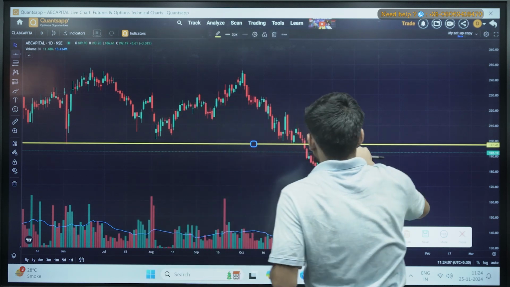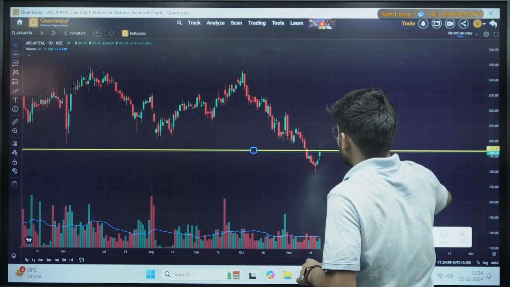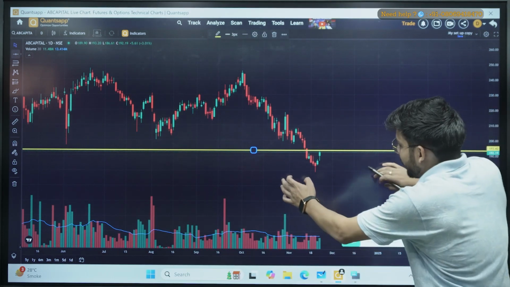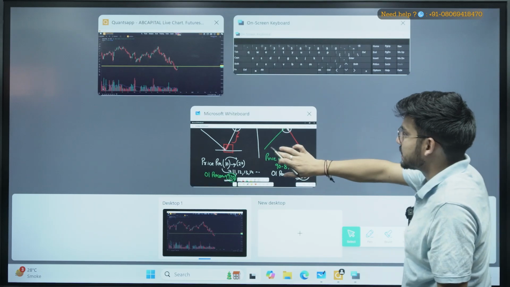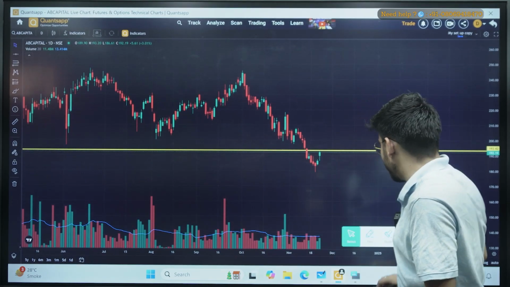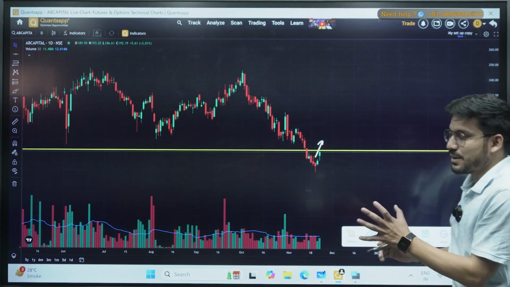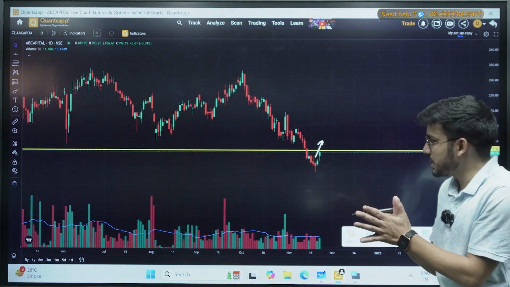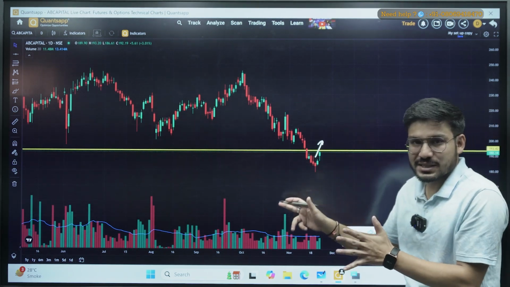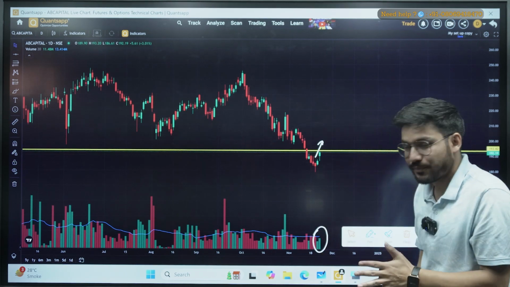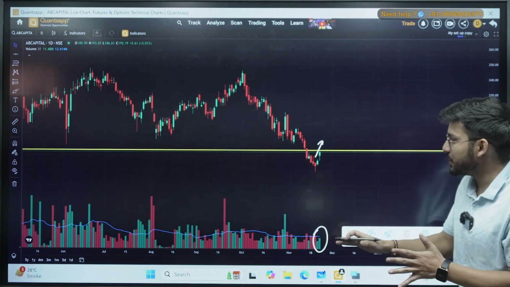You can see this was our resistance at this point of time. Now what I want is, when my market breaks this resistance, I will wait for the confirmation. When the market breaks this resistance, I want a good volume here, that will be crossing my moving average.